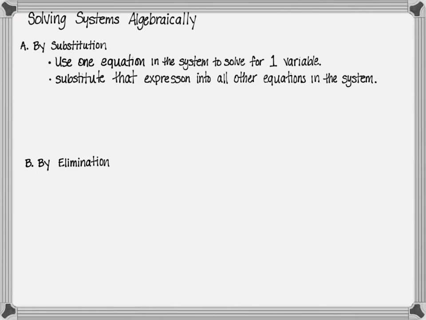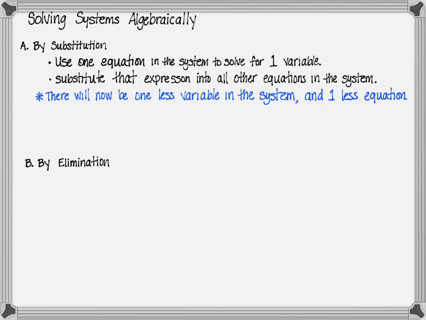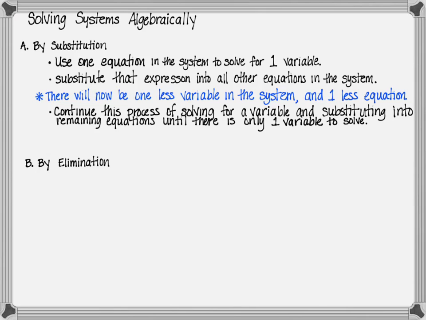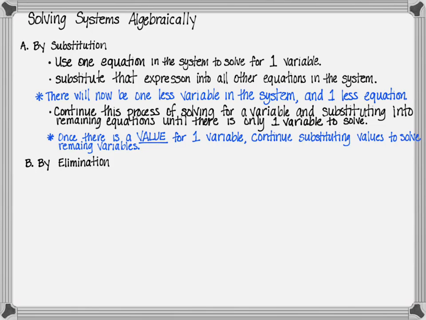With substitution, you choose one equation in the system and solve for one of the variables, and you'll get an expression. You'll substitute that expression into all the other equations for that variable. Now what you will have is one less variable and one less equation in your system. You'll continue this process of solving for a variable and substituting it in to the remaining equations until there's only one variable to solve for. And you will then have a value for that one variable, and you'll start substituting now values into the earlier equations until you have all variables solved for.